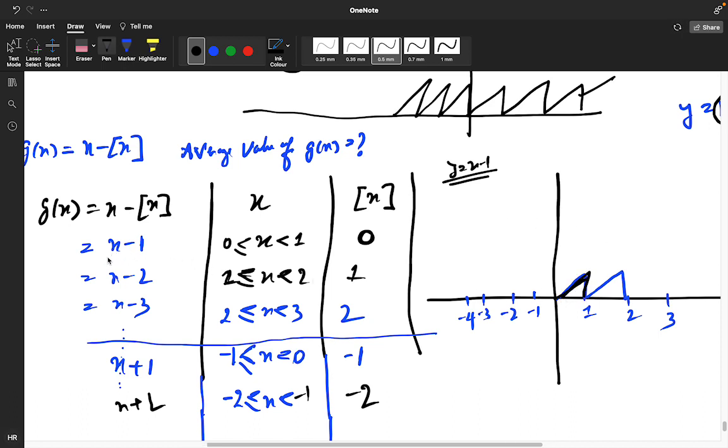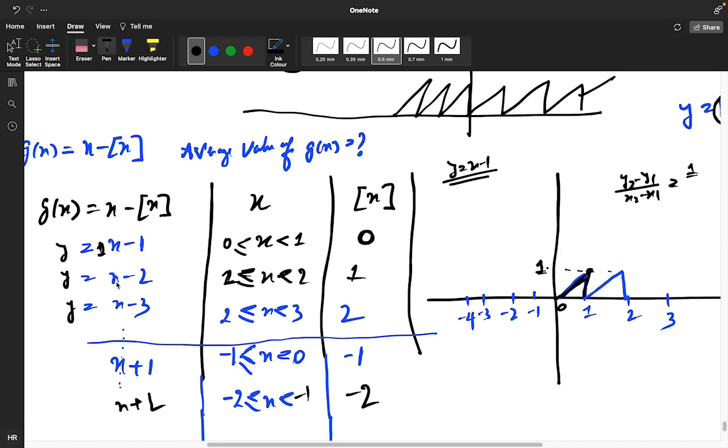See, what is your slope? The range for this graph is from 0 to 1. So from 0 to 1, what slope are you getting? A slope of 1. How do you know the slope is 1? Write the value here as 1. Slope is y2 minus y1 divided by x2 minus x1. The y2 value is 1 and the y1 value is 0, so y2 minus y1 is 1, and x2 minus x1 is 1. So the slope is 1.